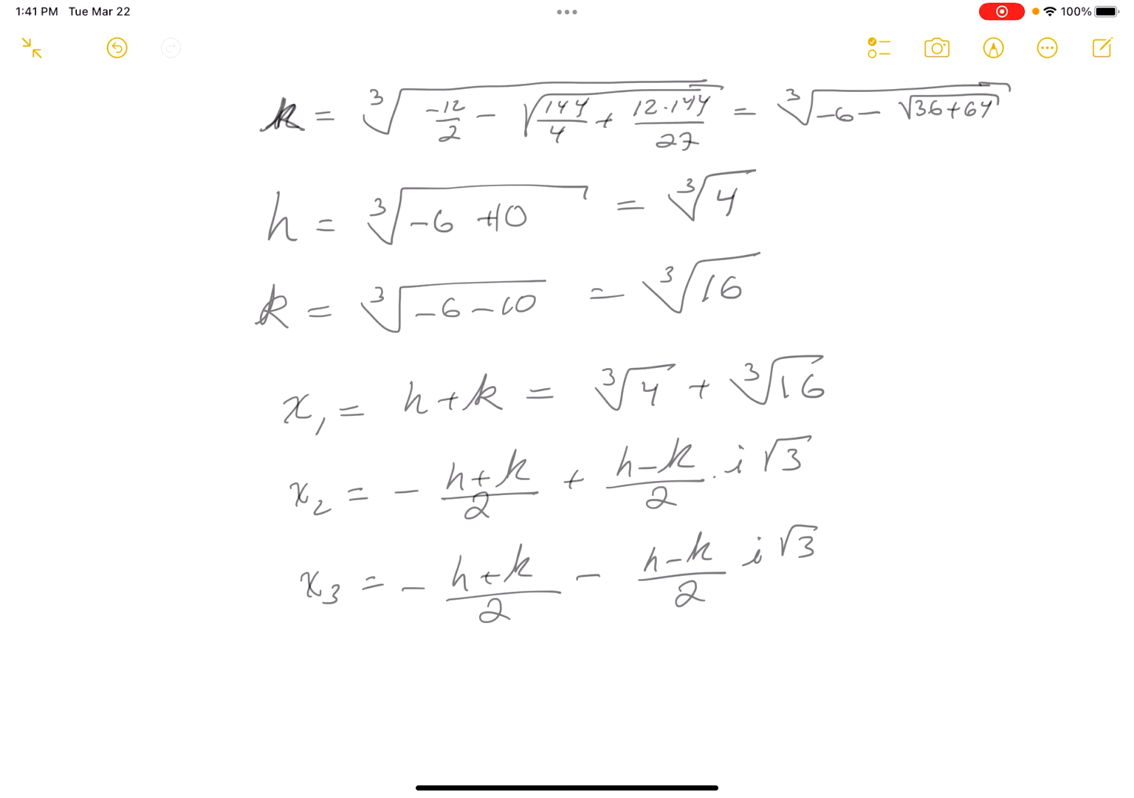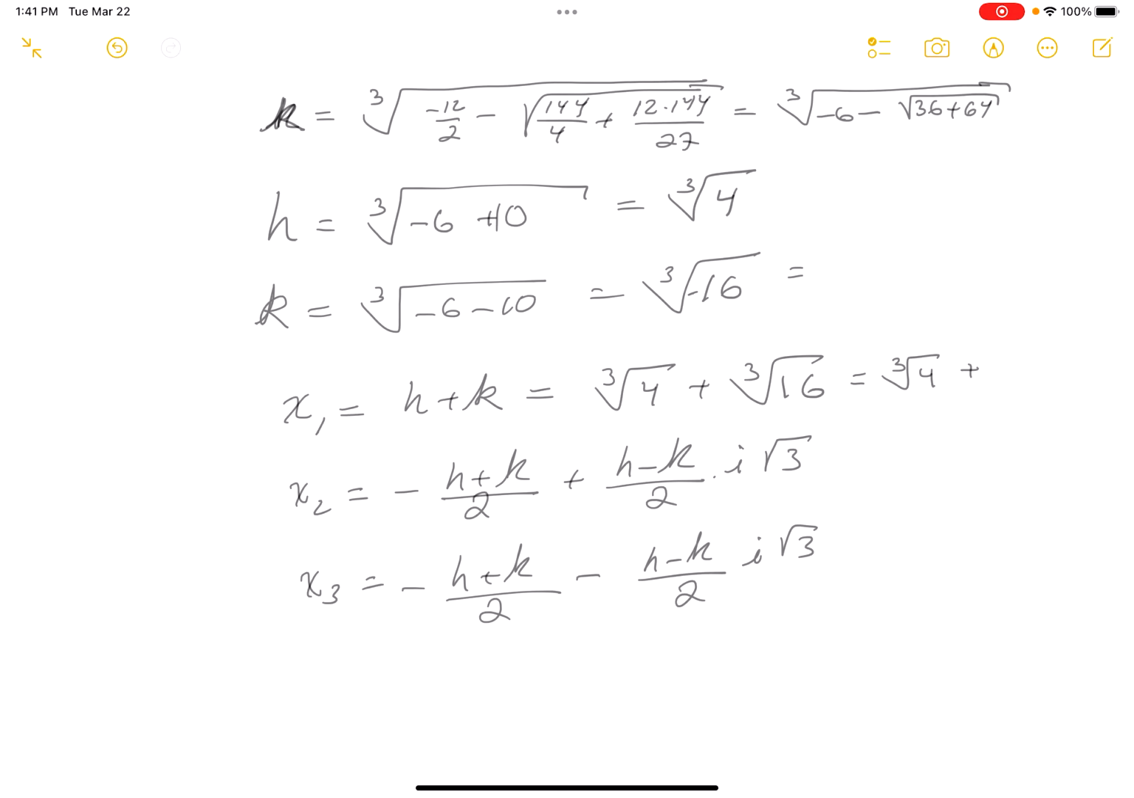And certainly, I'd like to get h plus k first because it looks easy to get. Now, when I say easy to get, let me write it down. It's going to be what? It's going to be equal to the cube root of 4 plus... Oh, wait a second. I'm sorry. This is minus 16. Right? I'm sorry about that. I really screwed up there, didn't I?